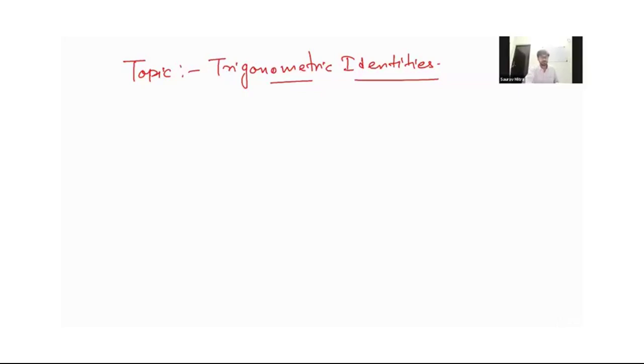Today's topic for the session is trigonometric identities. In this we will discuss some of the important identities. Let us start the session. So the first identity is sin square theta plus cos square theta is equal to 1.